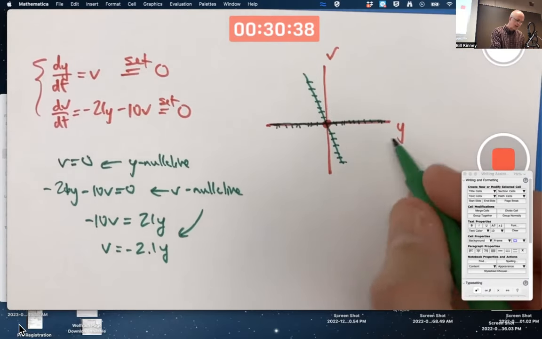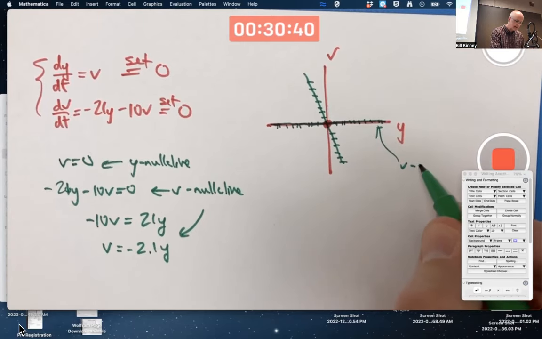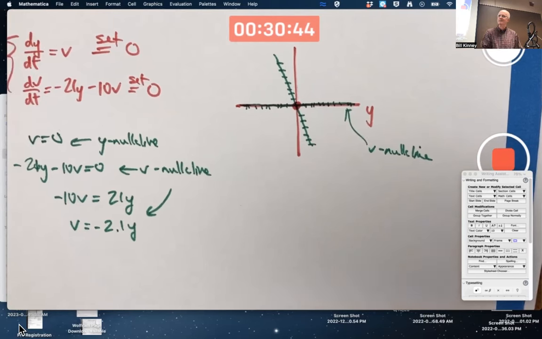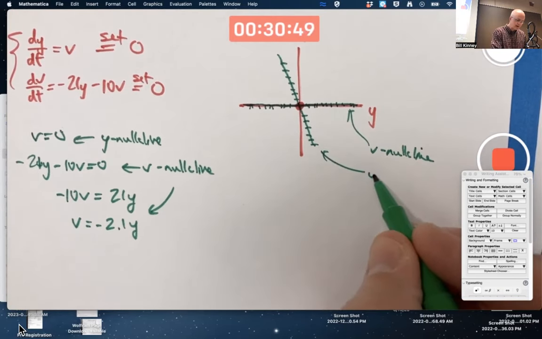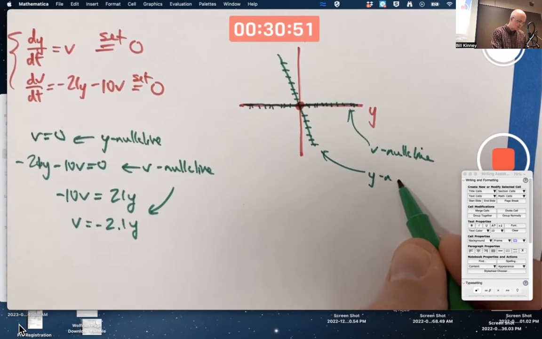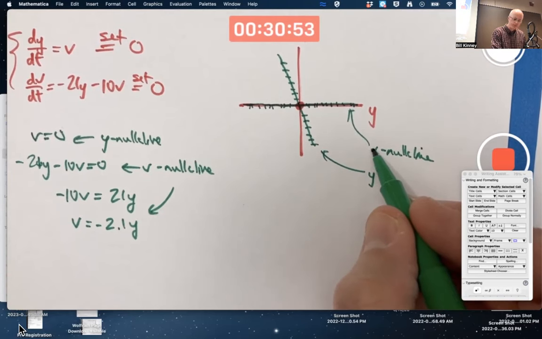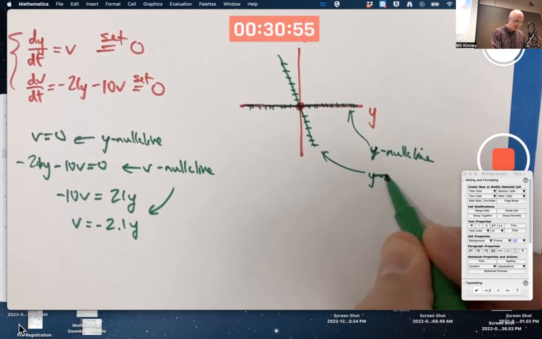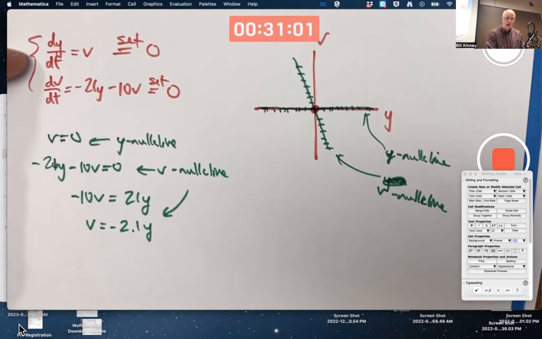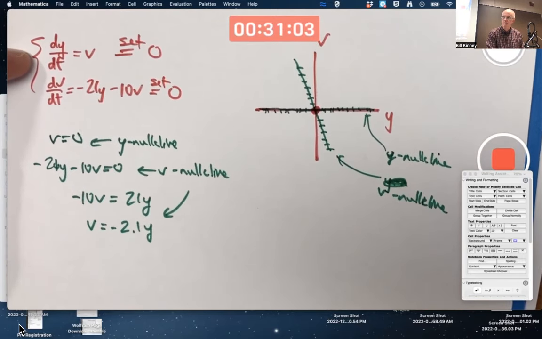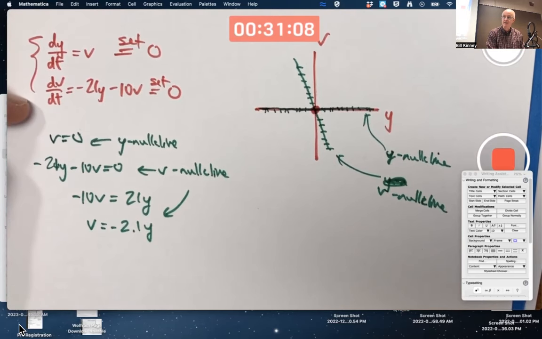These are the nullclines. That one's the v-nullcline. Happens to be the y-axis in this case, but in general, it doesn't have to be. This one's the y-nullcline. No, excuse me, I got them mixed up. This one's the y-nullcline. This one's the v-nullcline. The y-nullcline is where dy/dt is 0. The v-nullcline in this context is where dv/dt is 0.